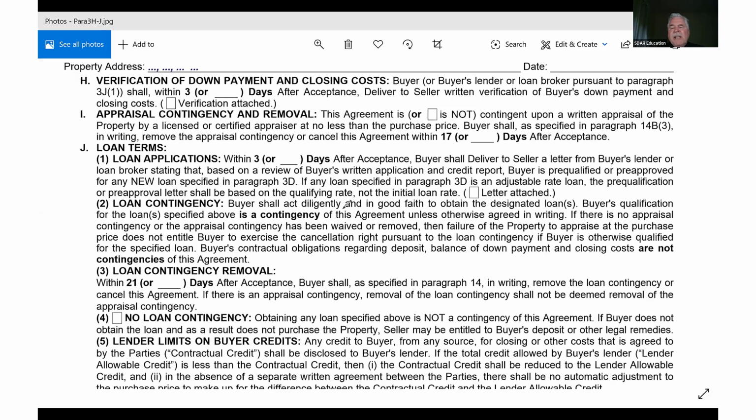The buyer is saying, I'm going to try hard to get the loan, not wait until the last minute to get the designated loan. Buyer's qualification is a contingency of this agreement, and the seller is relying on the information that the buyer has given them unless otherwise agreed in writing. So we're just not going to do an otherwise agreed in writing, okay?